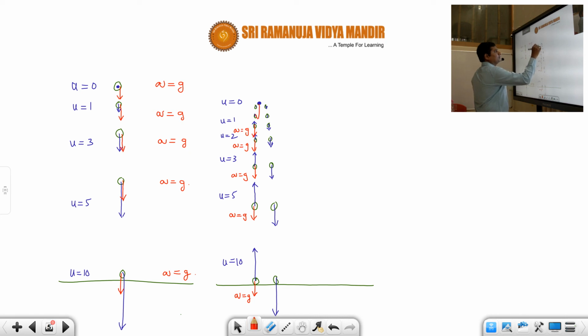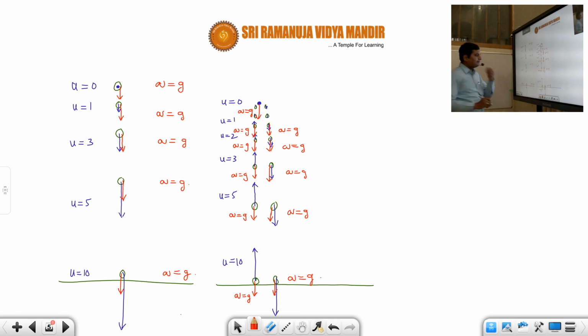So at the topmost point also same length. I am drawing a equal to g. And when it is coming down also same length. At any position, doesn't matter, a is always downwards. a equal to g. Here also same thing, a equal to g.